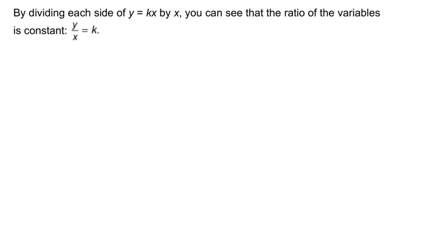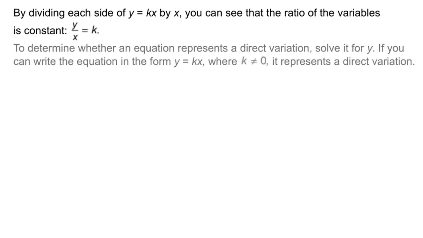By dividing each side of the equation y equals kx by x, you can see that the ratio of the variables is constant. y over x equals k. To determine whether an equation represents a direct variation, solve it for y. If you can write the equation in the form y equals k times x, where k does not equal 0, it represents a direct variation.